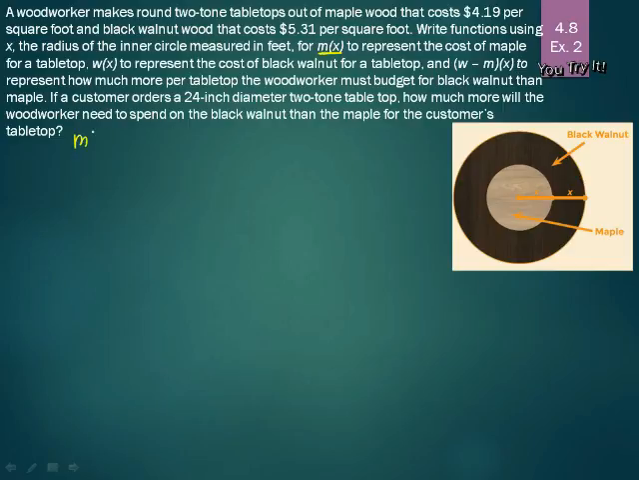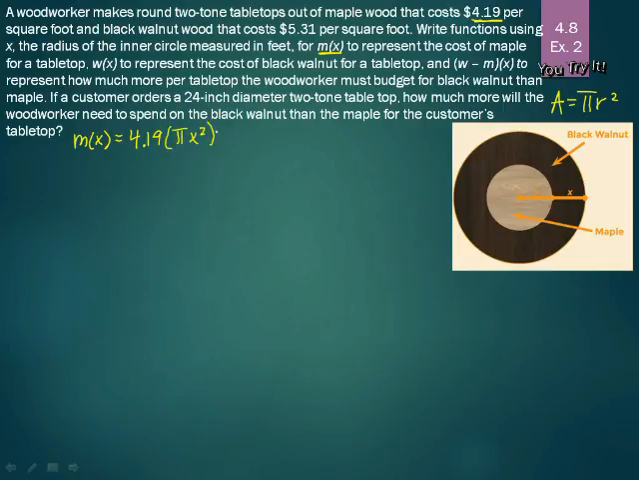And so we know the cost of the maple wood, it tells us up here, is $4.19 per square foot. So we know it's going to be $4.19 times however many square feet. And remember that square feet, that's area. And so for the maple area, that's a circle, and our area for a circle is pi r squared. And in this case, x is our radius. And so we can just write $4.19 times the area, which is pi x squared.